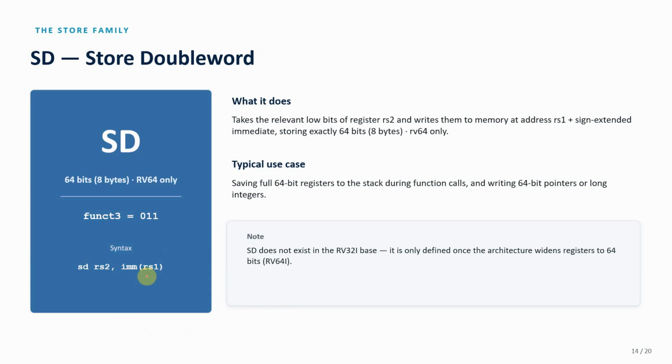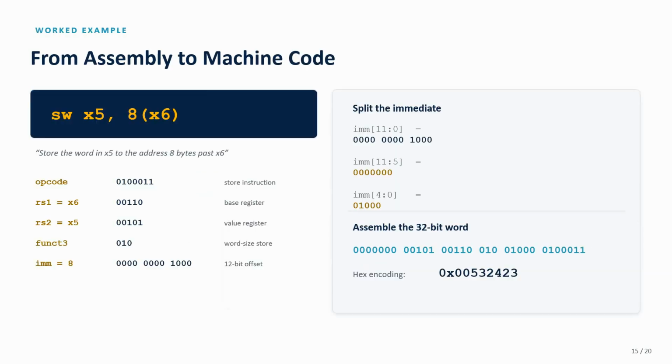And store double word, I'm basically not going to have any such instruction in my RV32 base instructions, because all the registers are only 32 bits, right? Yes. So let's see one example.